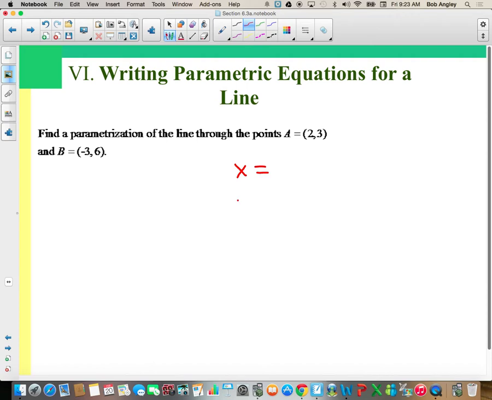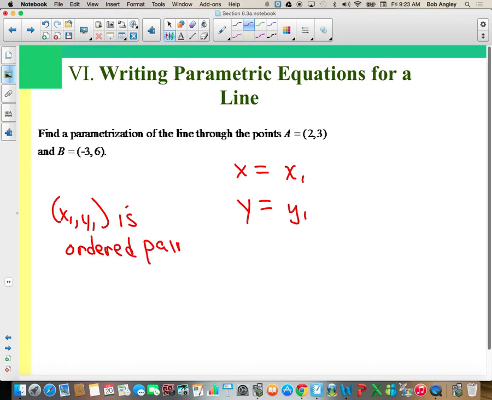I want you to write x equals, y equals like this. And I want you to write here x sub 1, y sub 1. Now, the x sub 1, y sub 1 should represent the ordered pair that is farthest left on the graph. So x1, y1 is the ordered pair, just between the two of these, that is farthest left.